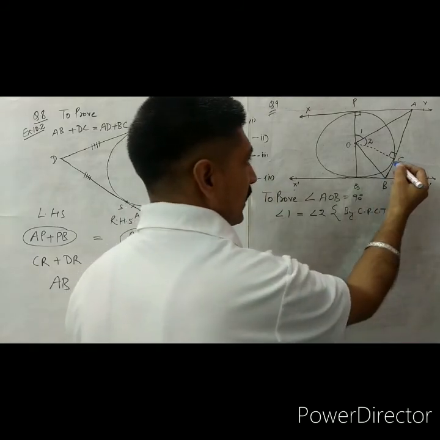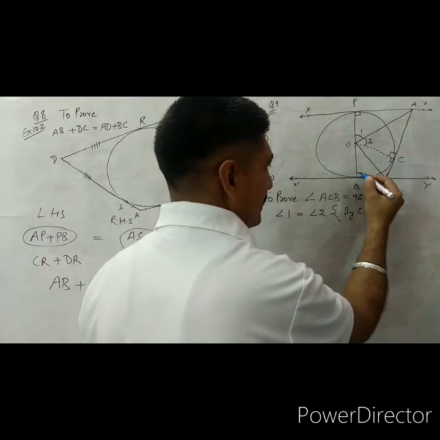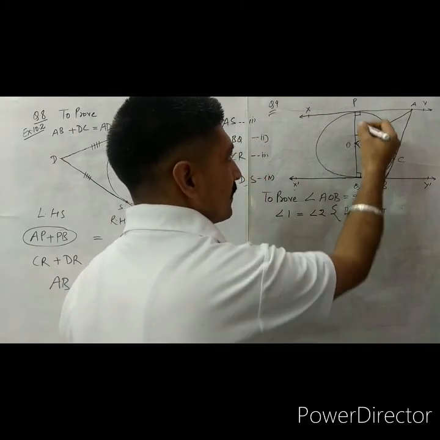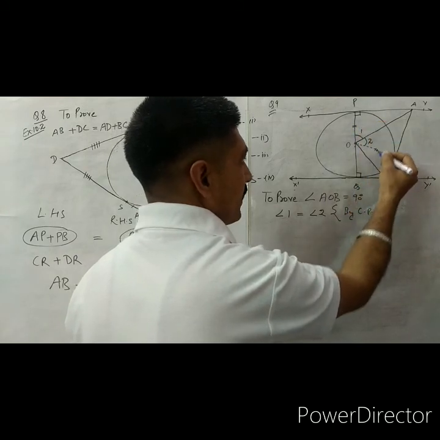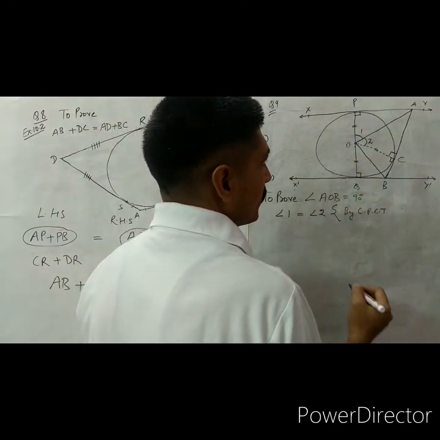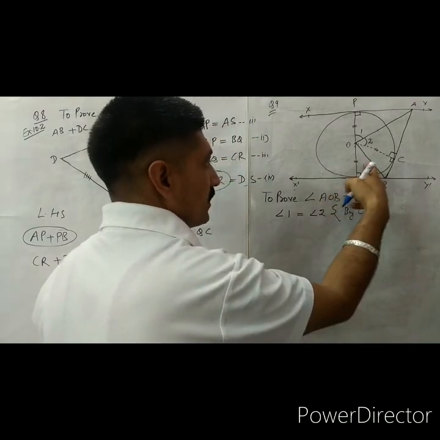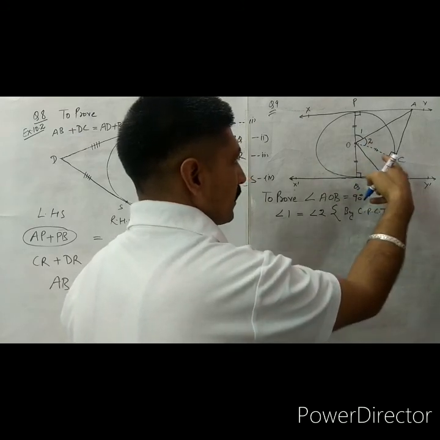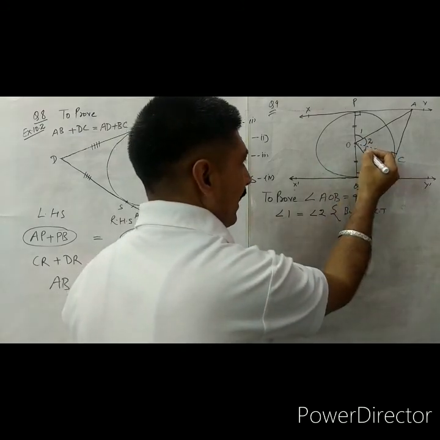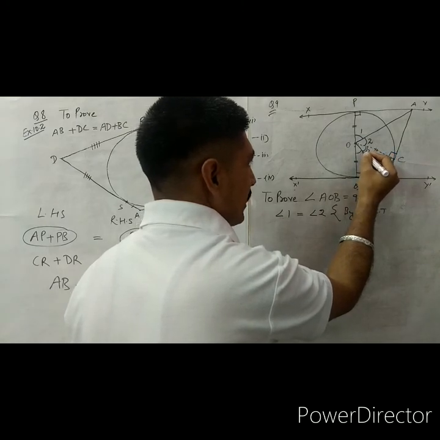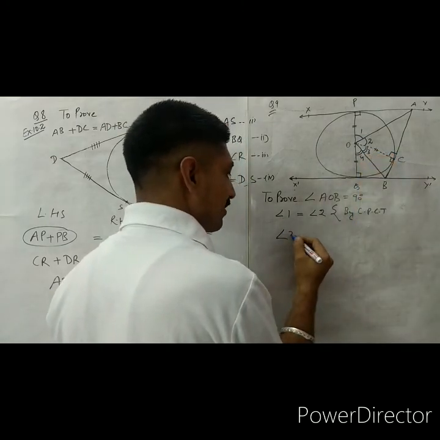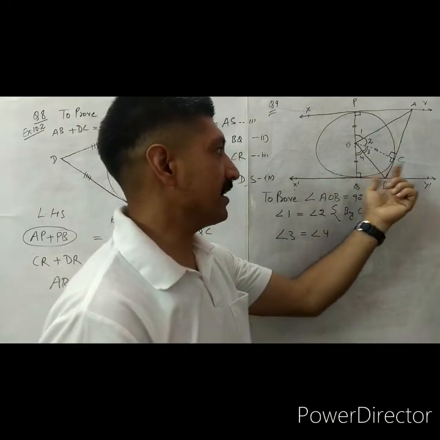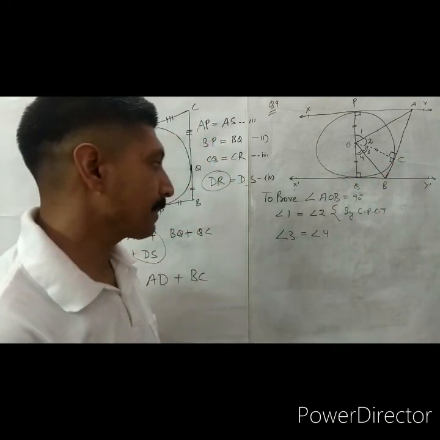Similarly, this angle is also 90 degrees and this angle is also 90 degrees. OB is the common hypotenuse, and this is the radius, and this is also the radius. So in these two triangles, OQB and OCB, by CPCT we have angle 3 is equal to angle 4. Same logic: Q is 90 degrees and angle C is 90 degrees.